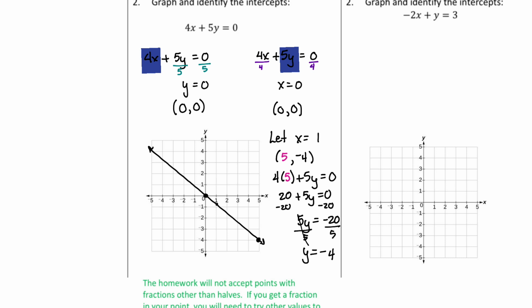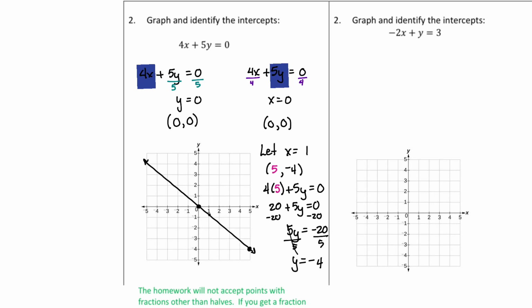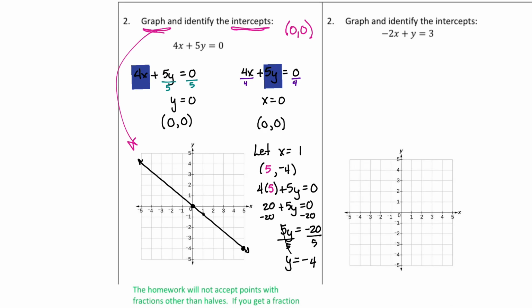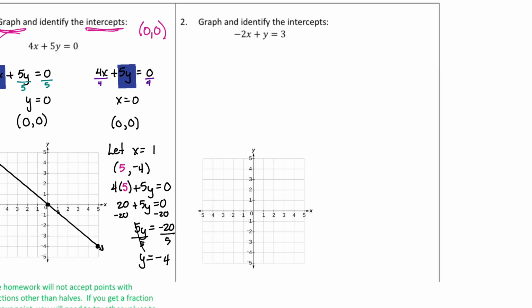Okay, so back to the original, it says identify the intercepts. Okay, graph it. I did that. Identify the intercepts. There's only one. 0, 0. Okay, that's a weird one. Yours isn't that weird. Okay, here we go. Try yours.